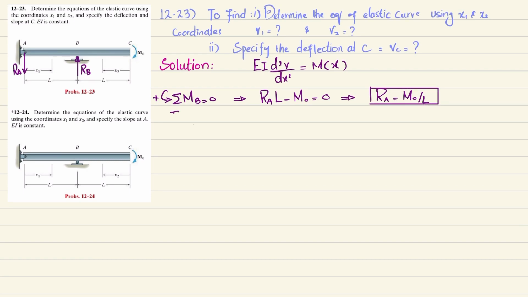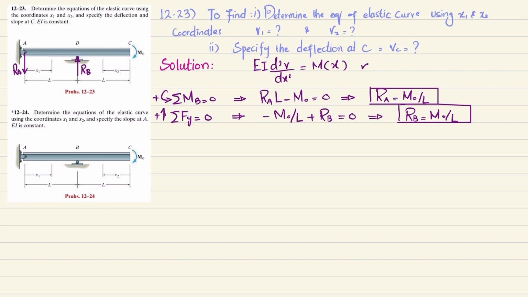Now we find the second reaction: the sum of all forces along the y direction is equal to 0, taking upward force as positive. So you have minus RA plus RB equals 0. RA is M naught over L, so minus M naught over L plus RB equals 0, and from here RB is also equal to M naught over L.